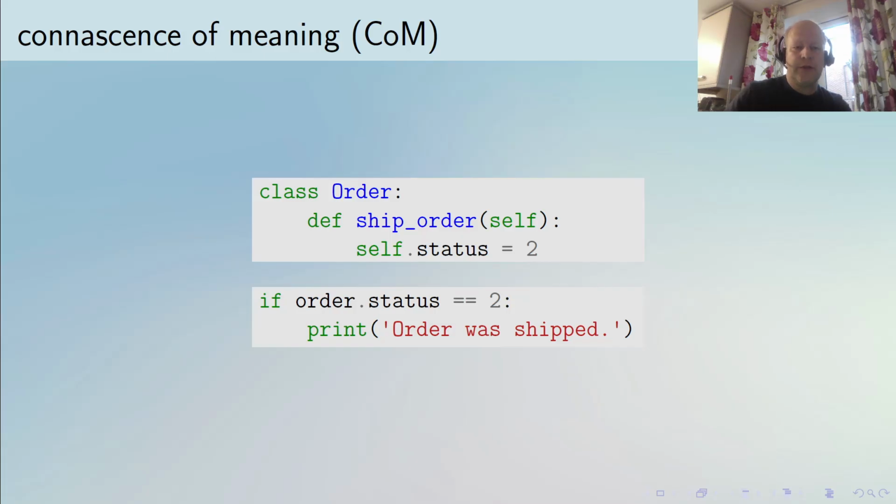Another type of connascence is connascence of meaning. Here's an order class with a status variable which gets set to true when ship order is called. In another part of the code there's an if statement which says if order status equals 2, then print that the order was shipped. This is connascence of meaning because we attach a certain meaning to the number 2.